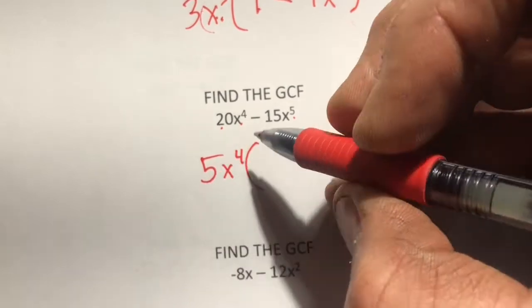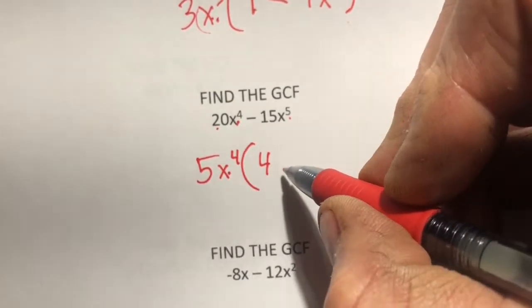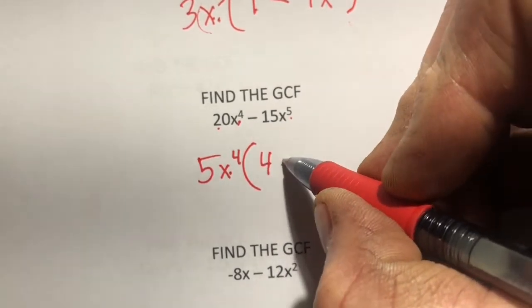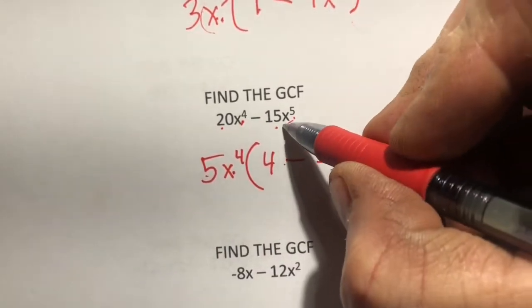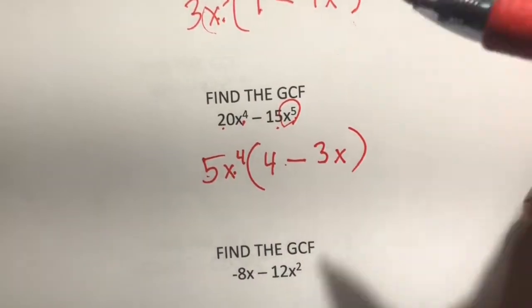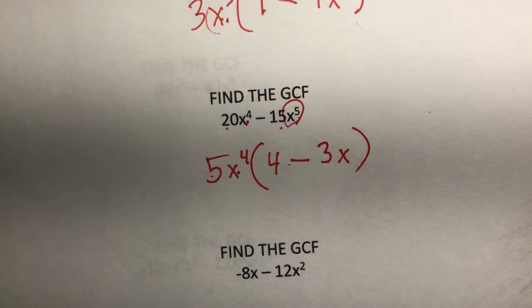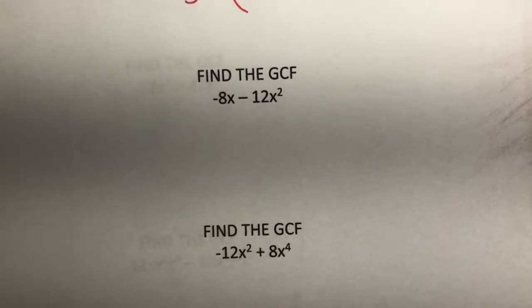Okay, now 20 divided by 5 is 4. I've got X^4. I'm dividing out X^4, which means I have no X's left over. Minus. 15 divided by 5 is 3. I've got an X^5. I'm dividing out 4, which means I'm going to have an X left over, and there's my GCF factored out. All right, we'll do some more.